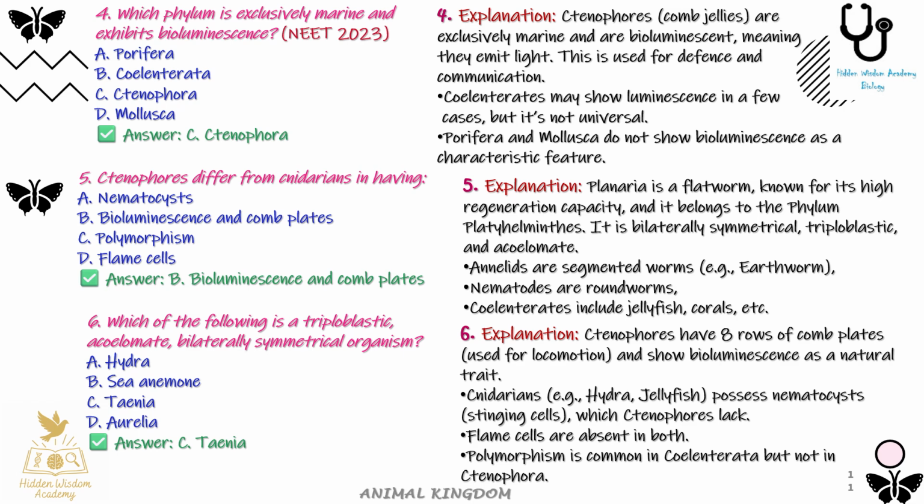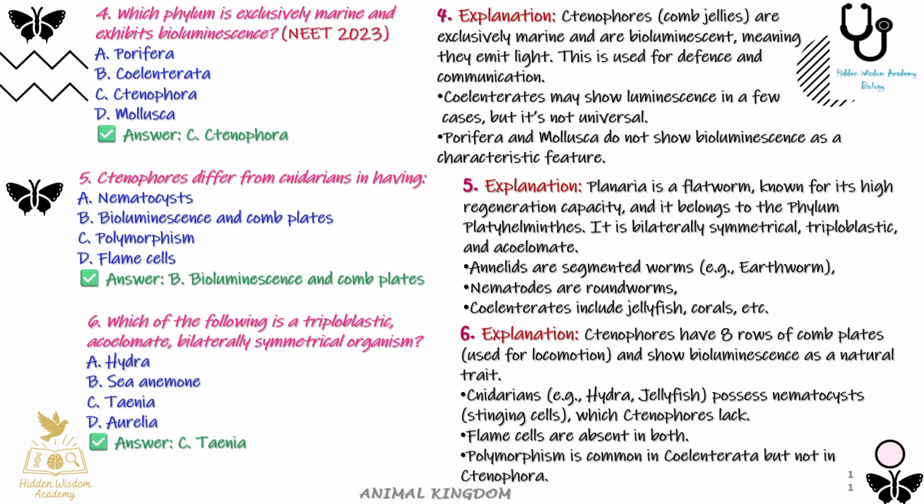Explanation. Planaria is a type of flatworm from the phylum Platyhelminthes, best known for its extraordinary regeneration abilities. It shows bilateral symmetry, is triploblastic, and lacks a true coelom. In contrast, annelids are segmented worms like earthworms, nematodes are unsegmented roundworms, and coelenterata include aquatic animals like jellyfish and corals. The correct answer is option B, that is ctenophores differ from cnidarians in having bioluminescence and comb plates.